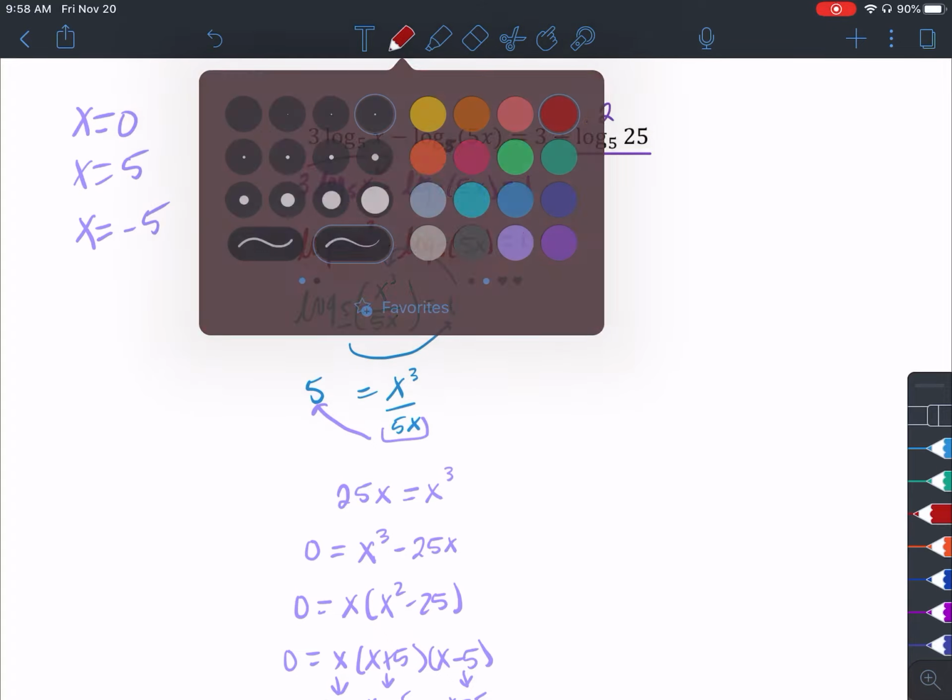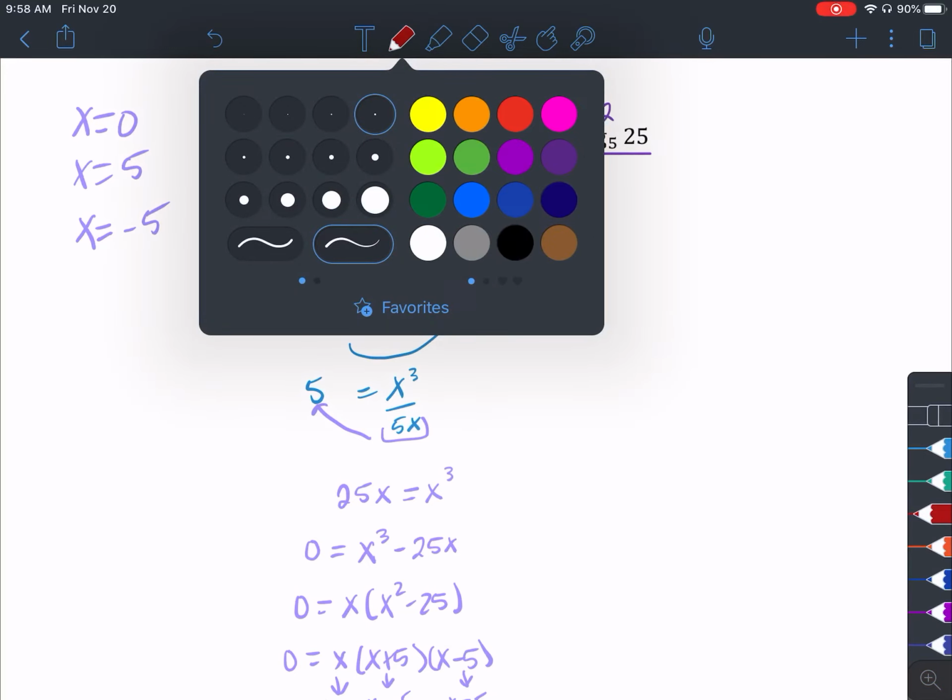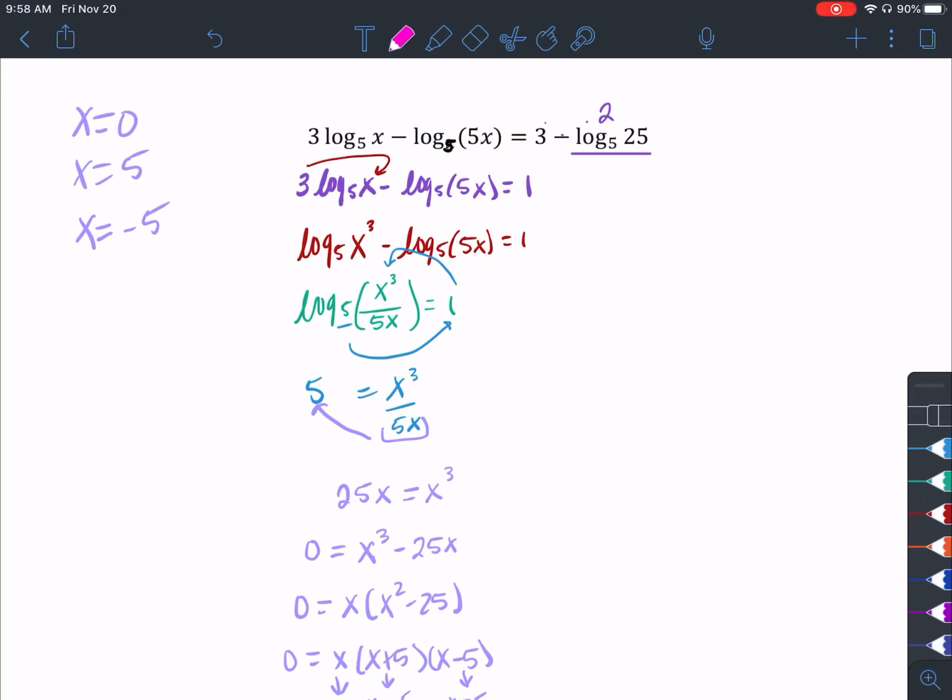They're possible answers because when we're talking about logarithms, there's a domain issue here. The argument must be positive.